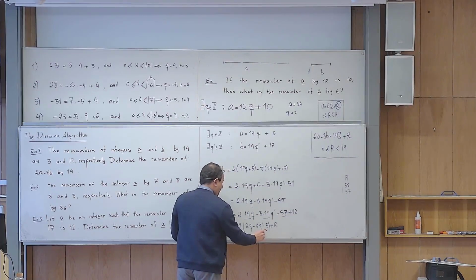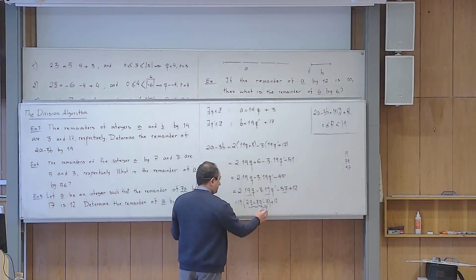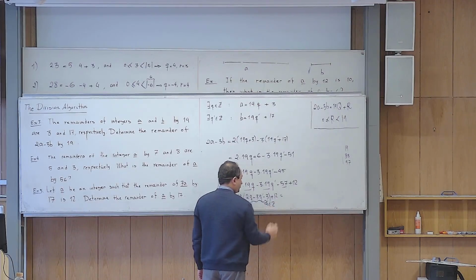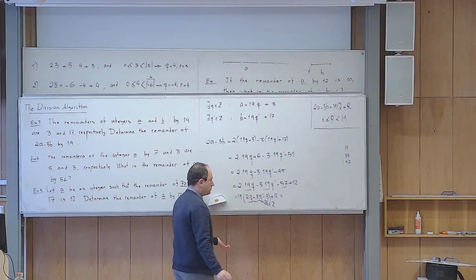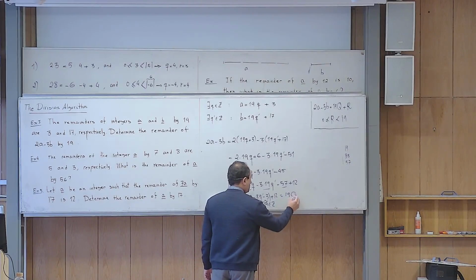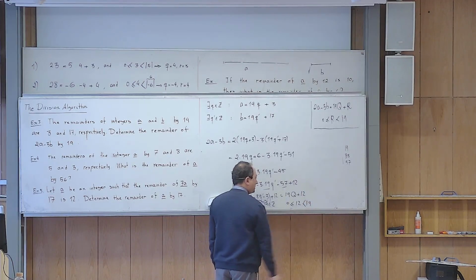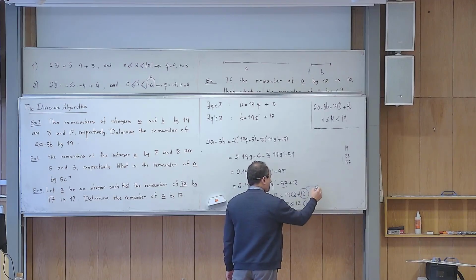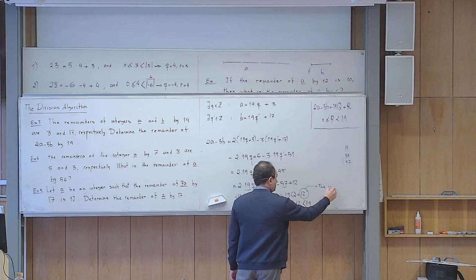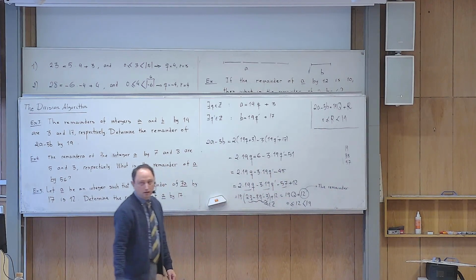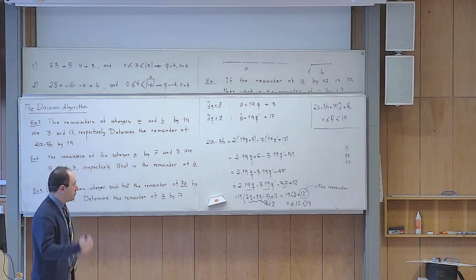Can I still call this capital Q? Yes, because this becomes an integer. This new combination is also an integer. So this becomes 19 times q plus 12. On the other hand, 12 is greater than or equal to 0, and it is less than 19. So yes, this is the remainder. Is that understandable? It was not hard, to be honest.